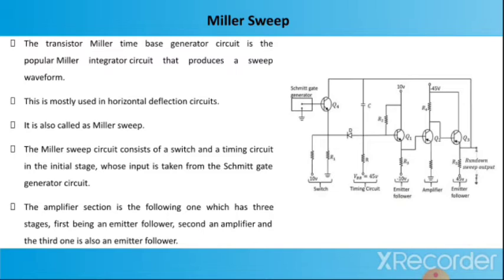The Miller sweep circuit consists of a switch and a timing circuit in the initial stage, whose input is taken from the Schmitt gate generator circuit. The amplifier section is the following one, which has three stages. First is an emitter follower, second an amplifier, and third is the emitter follower.